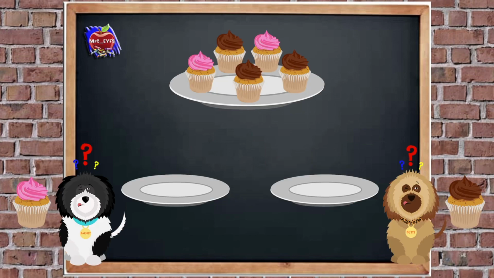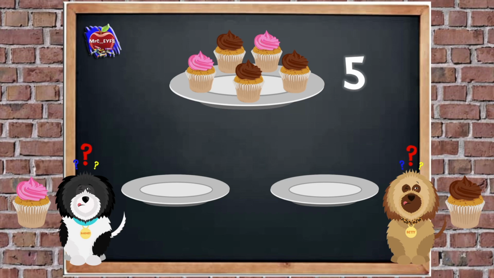bonds. Right, Betty and Barney have got a plate of yummy cakes. Look at them. Right, how many cakes are there on the plate? Right, let's count them to check. There's 1, 2, 3, 4, 5. So we've got 5 cakes on the plate. Right, Betty and Barney want different cakes. Barney looks like he wants the pink ones, and Betty looks like she wants the chocolate ones. So we're going to give them out onto their plates.